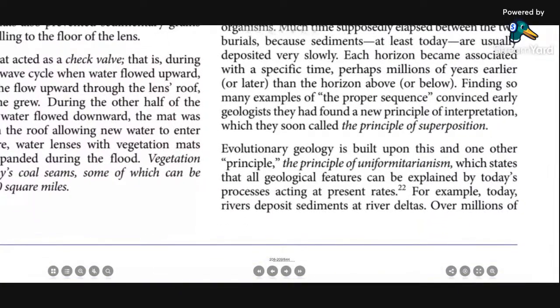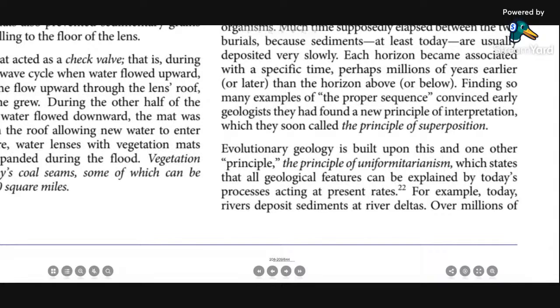Each horizon became associated with a specific time, perhaps millions of years earlier or later than the horizon above or below. Finding so many examples of the proper sequence convinced early geologists they had found a new principle of interpretation, which they soon called the principle of superposition.